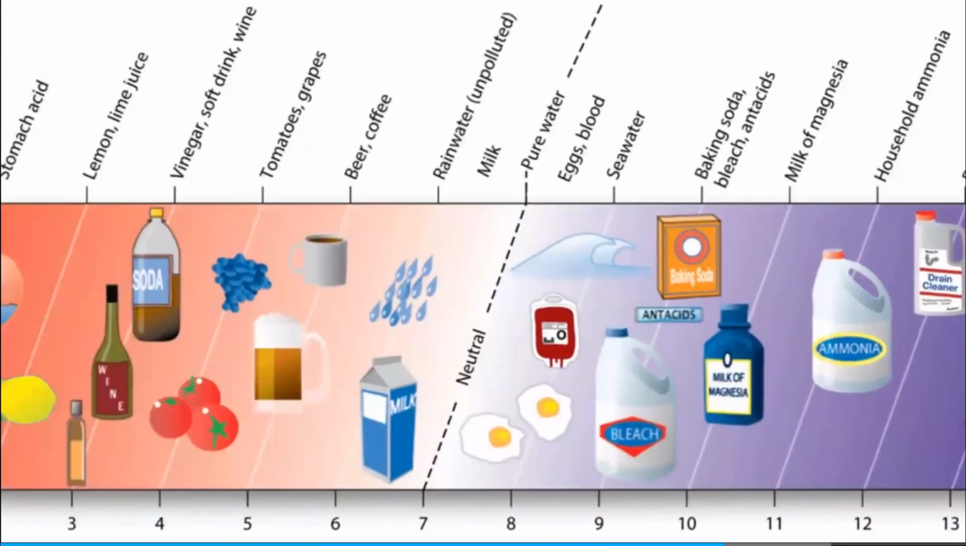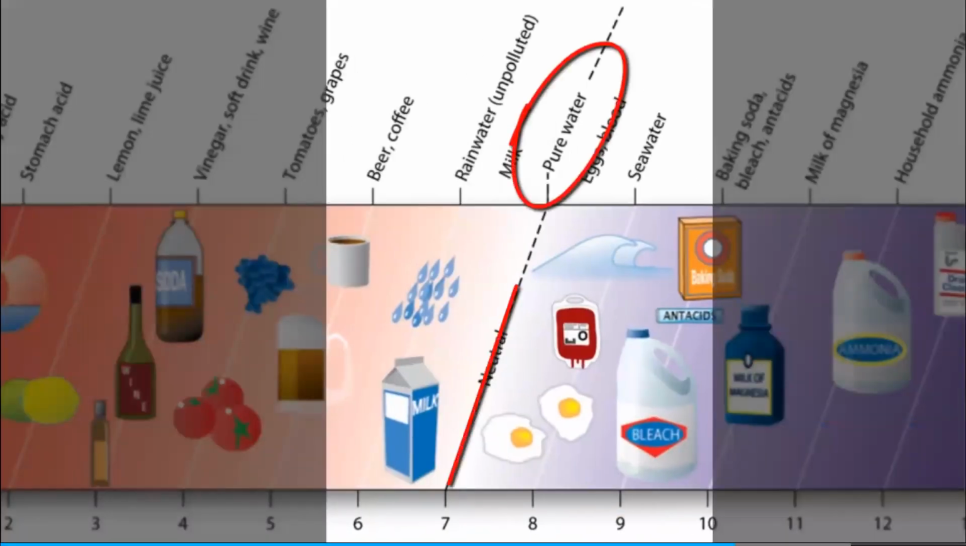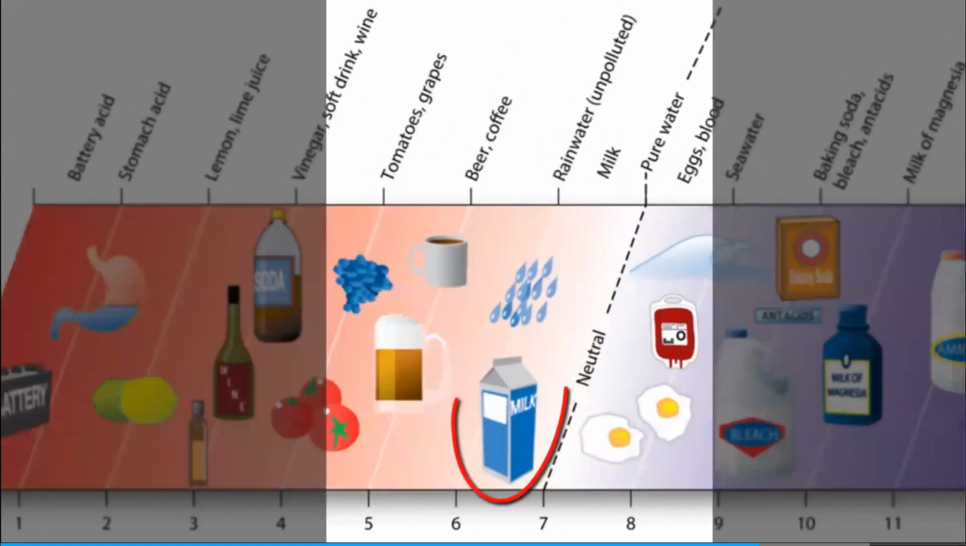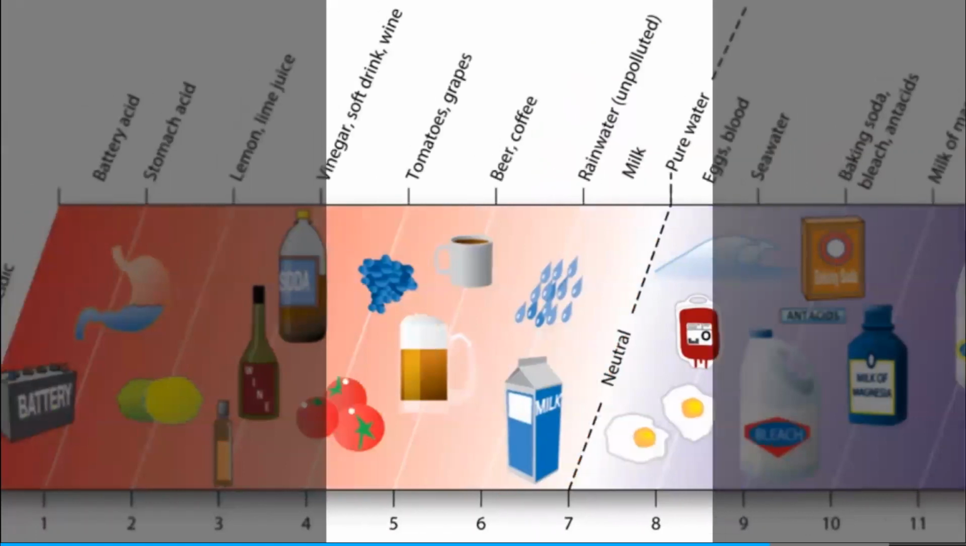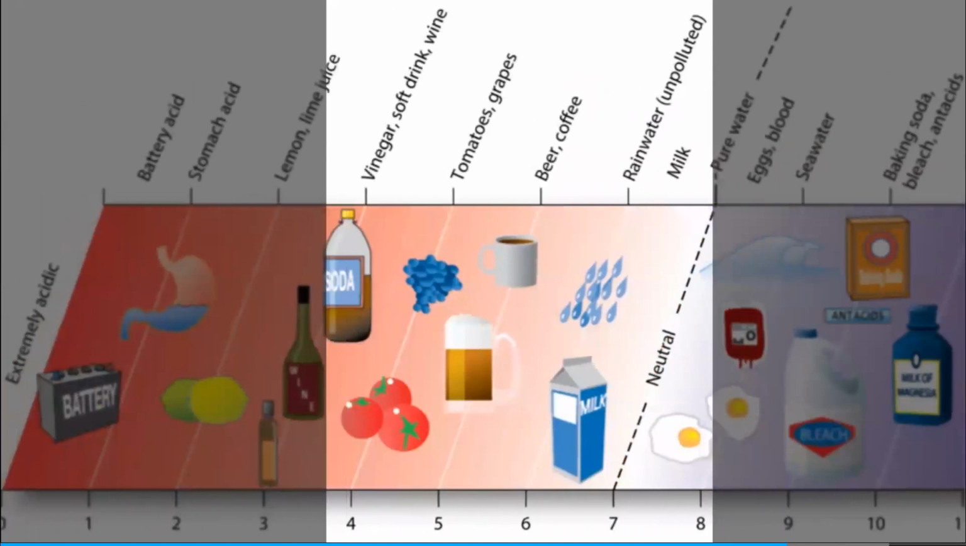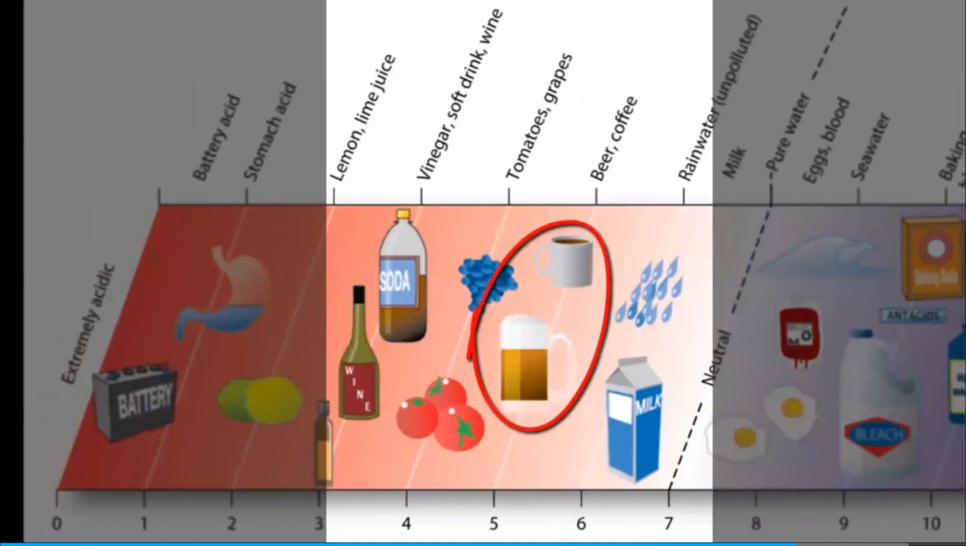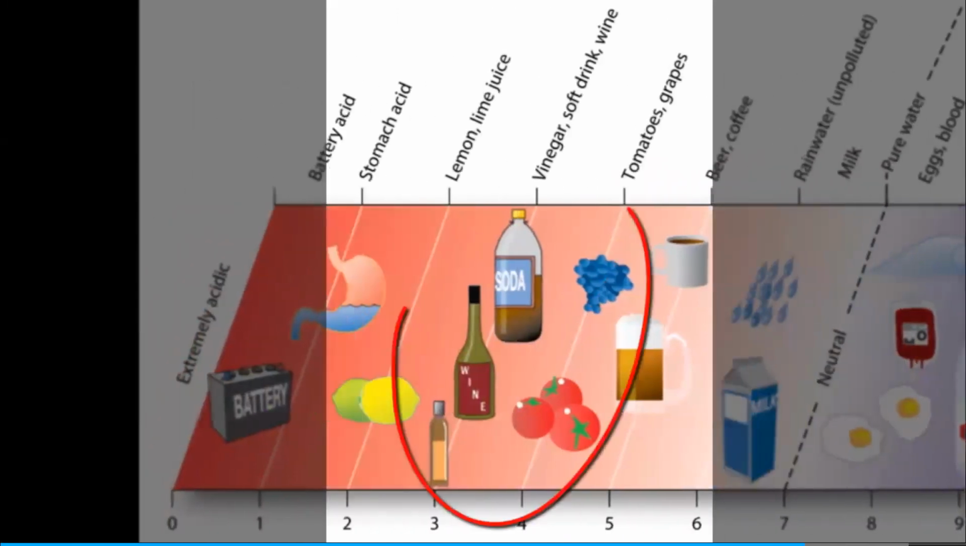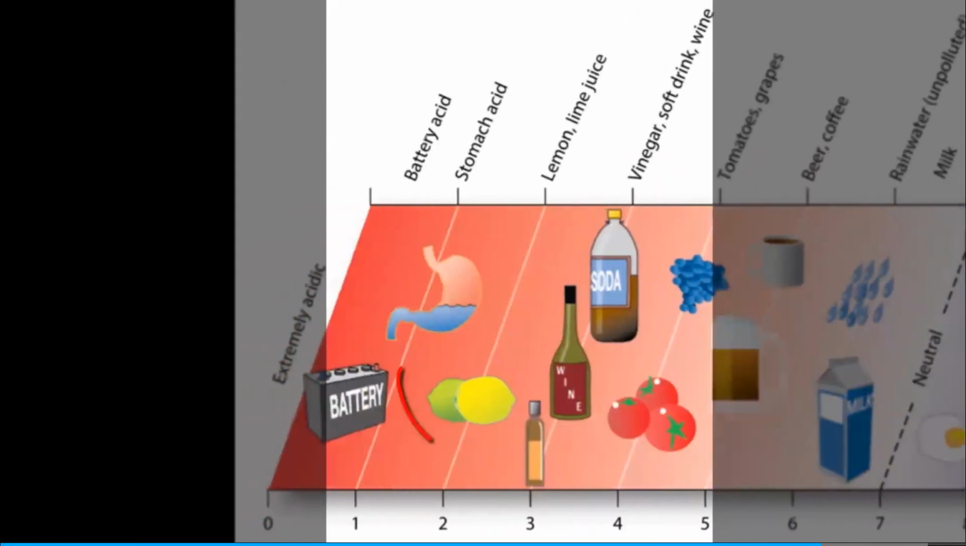Now let's go back to the pure water, the neutral substance with a pH of 7, and check out the examples on the acidic side of the figure. You've got milk as slightly more acidic than water, and then unpolluted rainwater is even slightly more acidic than that, and then beer and coffee are even more acidic, and then over to tomatoes, grapes, vinegar, soft drinks, and wine, even more acidic, lemons and limes.